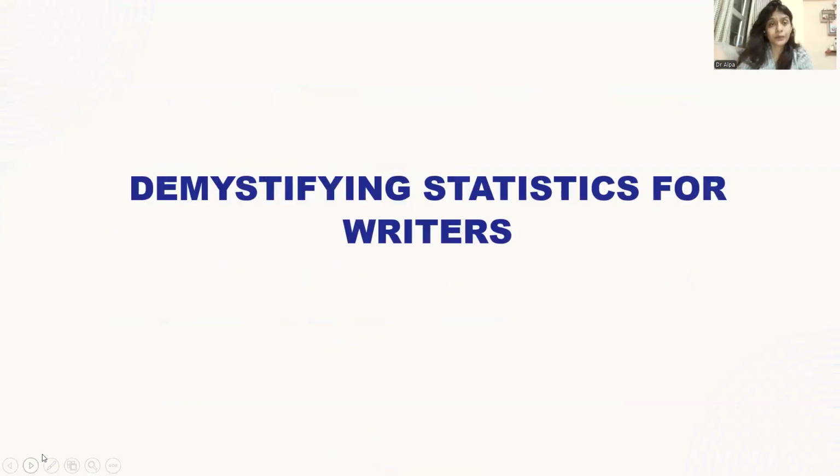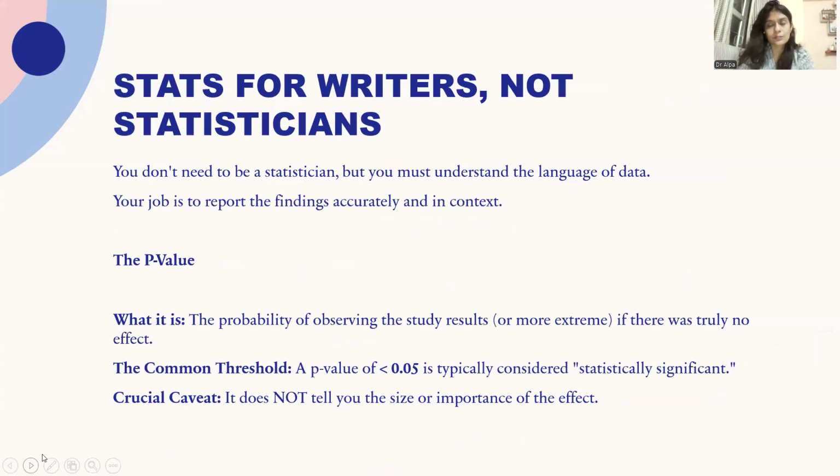Now, coming to the third part, demystifying the statistics for writers. See, we cannot be the statisticians. So, there may be figures which may not make much sense to us as medical writers, but as a medical writer, we should be able to understand and interpret certain terms such as p-value, such as confidence intervals. So, I have just covered two of these terms, the p-value and the confidence interval. There are many more available for which you can refer to the literature.